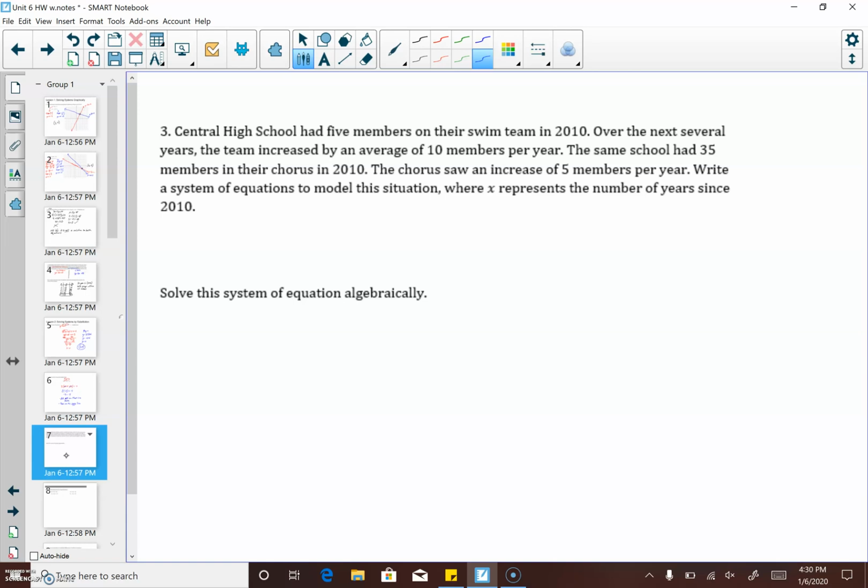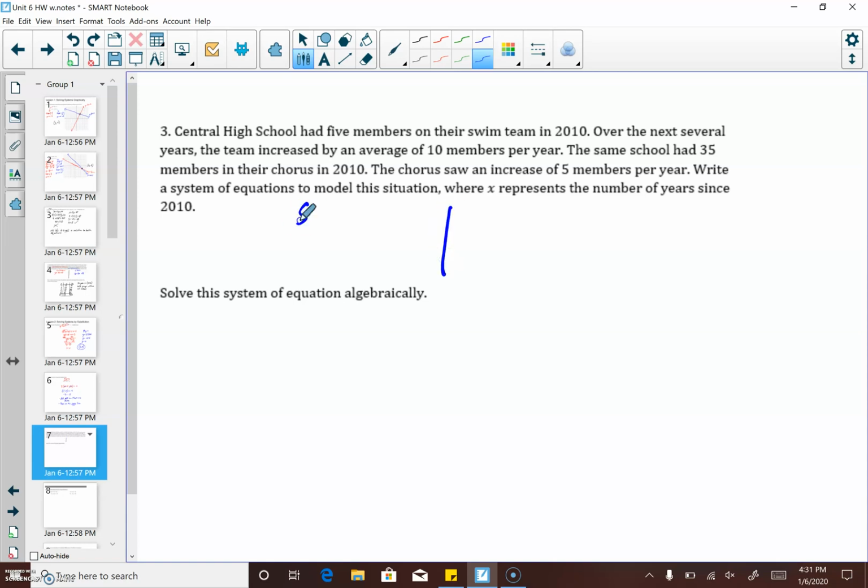So this is the same problem from the first lesson, but now we're going to do it a little bit differently. Central High School had 5 members on their swim team in 2010. Over the next several years, the team increased by an average of 10 members per year. The same school had 35 members in their chorus in 2010. The chorus saw an increase of 5 members per year. Write a system of equations to model this situation where x represents the number of years since 2010.